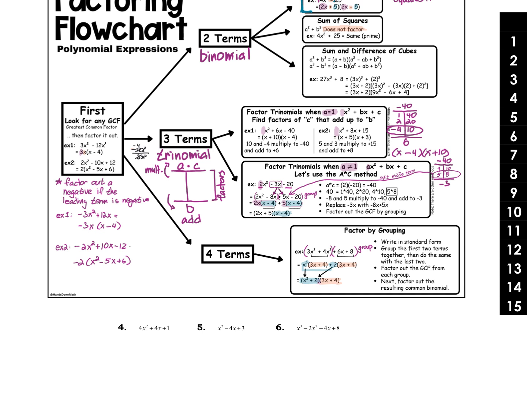Okay, let's look at number 4 here. So the first step is to factor out a GCF. We've already determined that we can't do that on this one. So then, is it a binomial? So 2 terms, or 3 terms, or 4 terms? Well, I can see that's 3 terms.